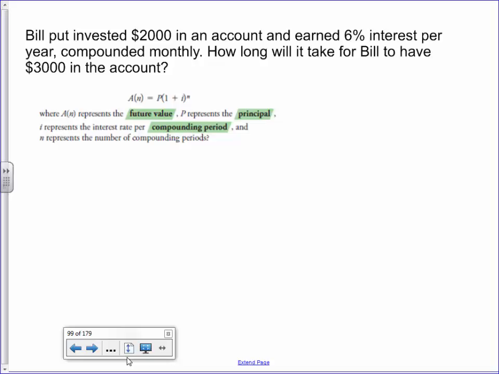Do you guys have your formula sheets nearby? I'm curious. Do they still give this formula or something like it on your formula sheets, or did they take that off? Because I don't remember anymore. No, it's not. Okay. Should we write it? You may want to write it on here.